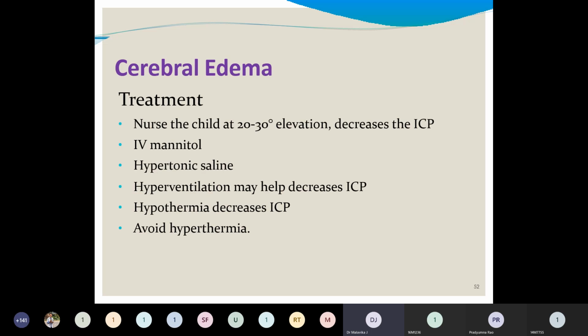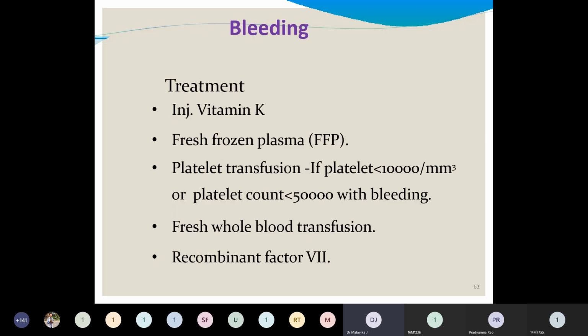For cerebral edema, the child should be at a 20 to 30 degree elevation, and IV mannitol or hypertonic saline, 3% NaCl can be given. Hyperventilation may help to decrease ICP. Hypothermia decreases ICP, and avoid hyperthermia. So you need to maintain hypothermia, avoid hyperthermia.